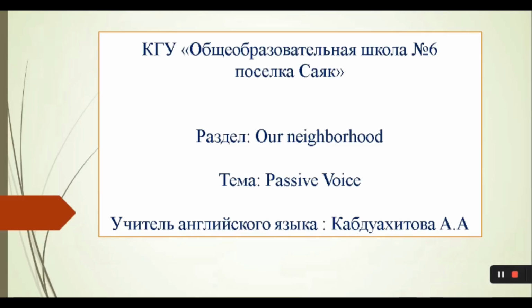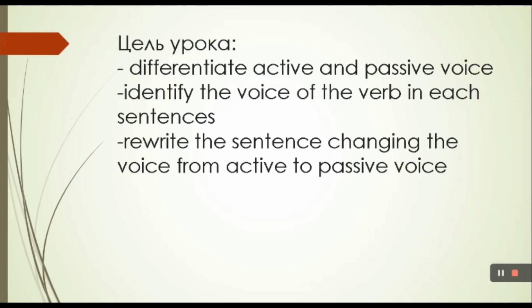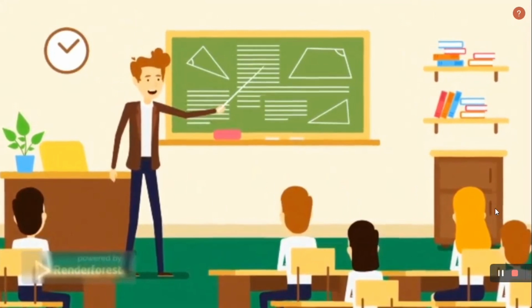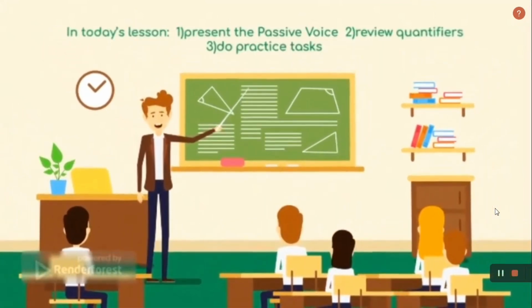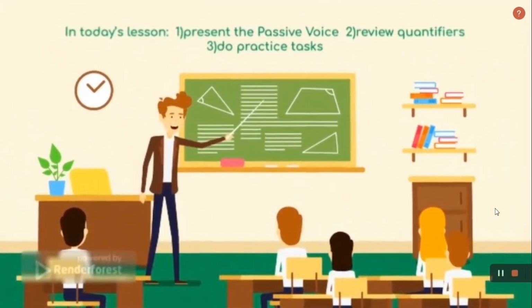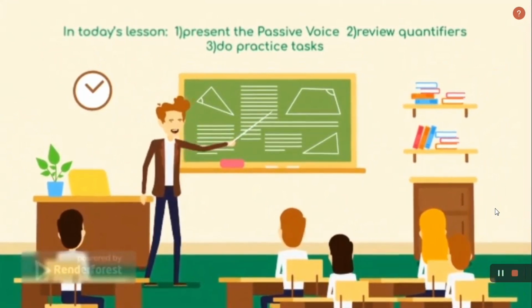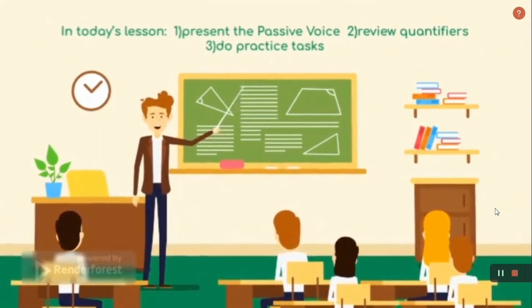The topic of our lesson: the passive voice. Let's start our lesson. The aim of our lesson: differentiate active and passive voice, identify the voice of the verb in each sentence, and rewrite the sentence changing the voice from active to passive voice. In today's lesson, we present the passive voice, review quantifiers, and do practice tasks.